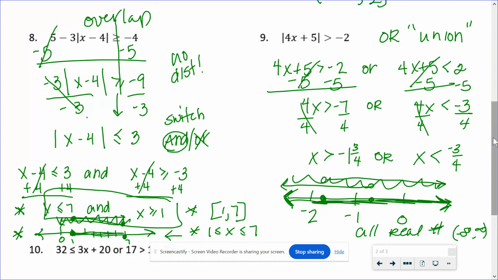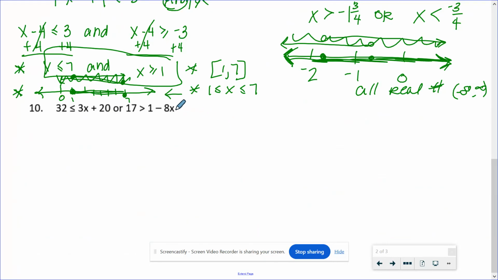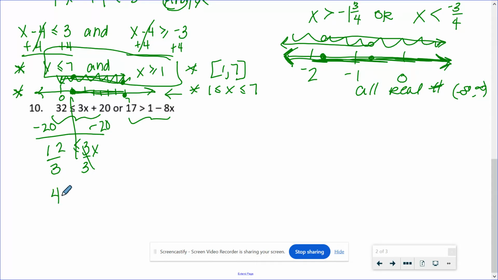Okay, number 10. This is just a compound inequality. So let's see, I'm just going to solve them each. So here's my 2. I'm just going to solve them. Minus 20 minus 20. So 12 is less than or equal to 3x. Divide both sides by 3. So 4 is less than or equal to x. I always like to switch it and put my x on this side, so I always read it backwards. So you do actually have to switch your sign when you read it backwards.